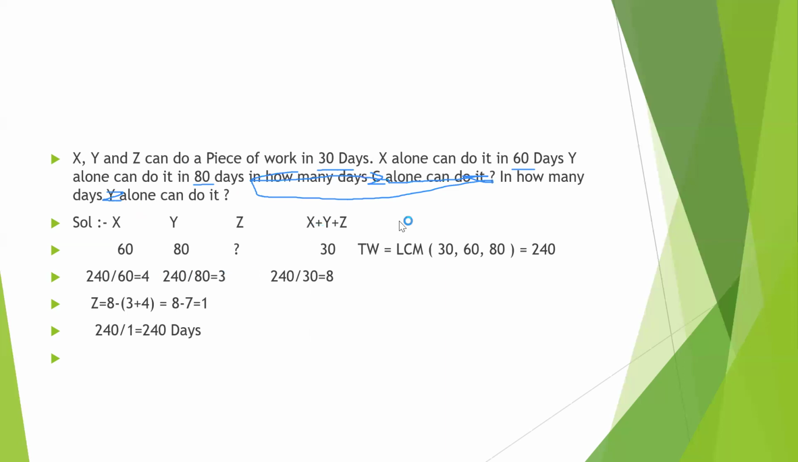Z we have to find. The combined work of X plus Y plus Z in 30 days is 240 by 30, which equals 8 units per day. Therefore 4 plus 3 is 7, and 8 minus 7 gives 1. So Z can do 1 unit per day. Therefore, the number of days Z alone needs is total work by Z's work per day, 240 by 1, which equals 240 days.